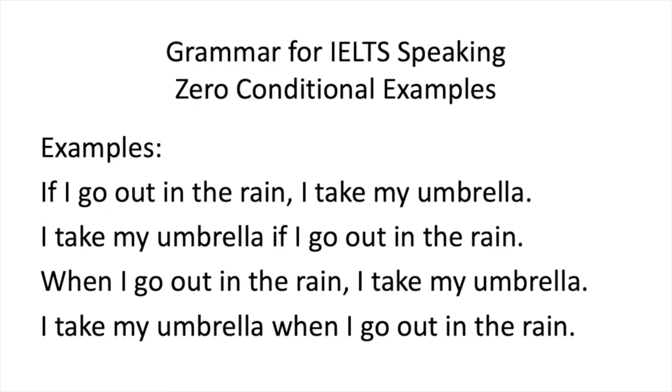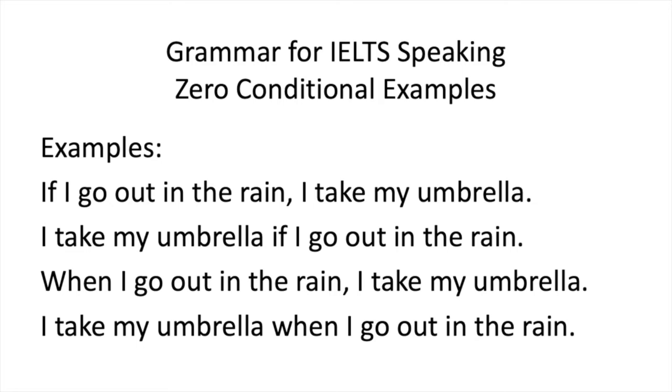If I go out in the rain, I take my umbrella. Here we can see go and take are both in the present simple. We can invert the sentence like the one below. I take my umbrella if I go out in the rain. We call this an inverted sentence because the two clauses have simply swapped position in the sentence.